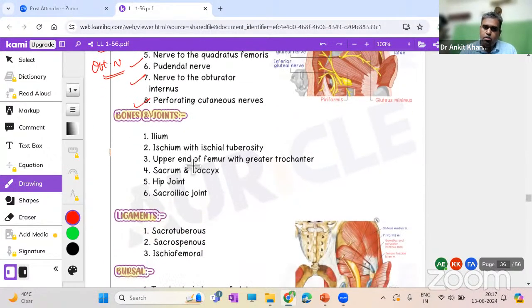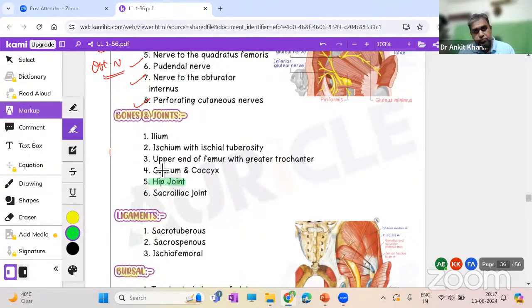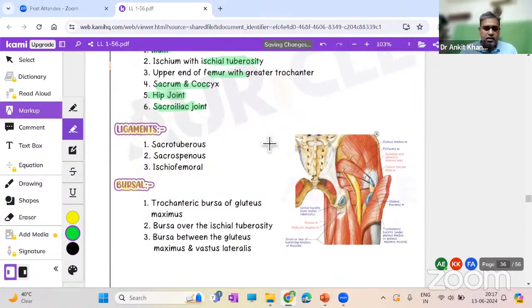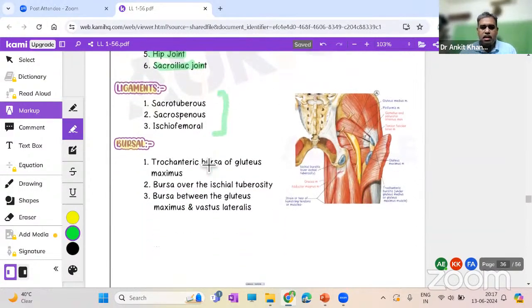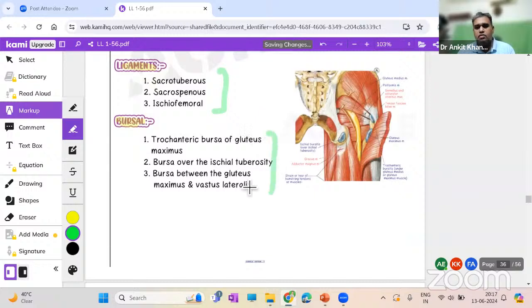Think about it. Bones and joints, as we already said, remember this word, the self-sufficient joint is the hip joint. And as the muscle took origin from the sacrum and ilium, there will be the sacroiliac joint, there is going to be the sacrum and coccyx, there is going to be the ilium, there is going to be the ischial tuberosity. We saw that the hamstrings' origin was there. So you have the ischial tuberosity, you have the greater trochanter of the femur as well. So in bones and joints, you will have related ligaments over here, and you will obviously have the related bursa over there, right? Why bursa? What is bursa? Bursa is there to reduce the friction.